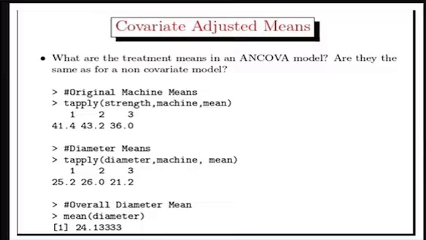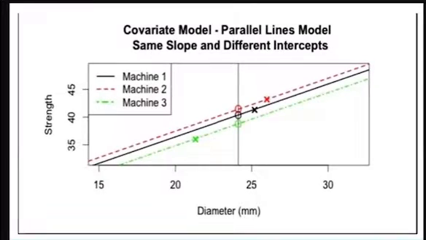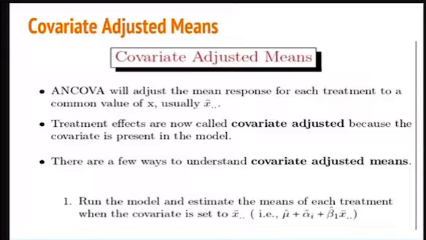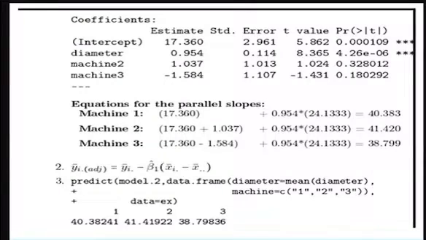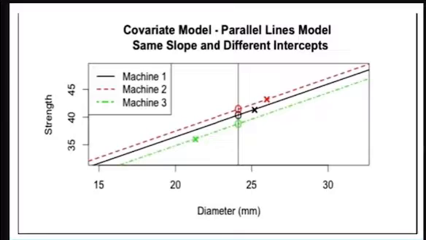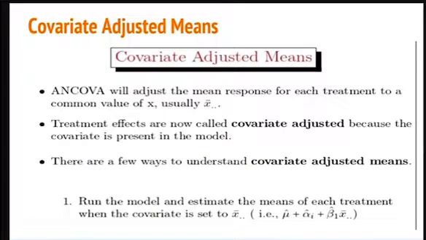What am I showing you in the first one? For the 1.4, for the 3.2, 36.0, they are the group means for the machine. Then that of the diameter is what I'm giving now. Then the overall mean of the diameter is 24.133. So what needs to be done? We need to come here to perform the operation, which I'm actually going to show you now.